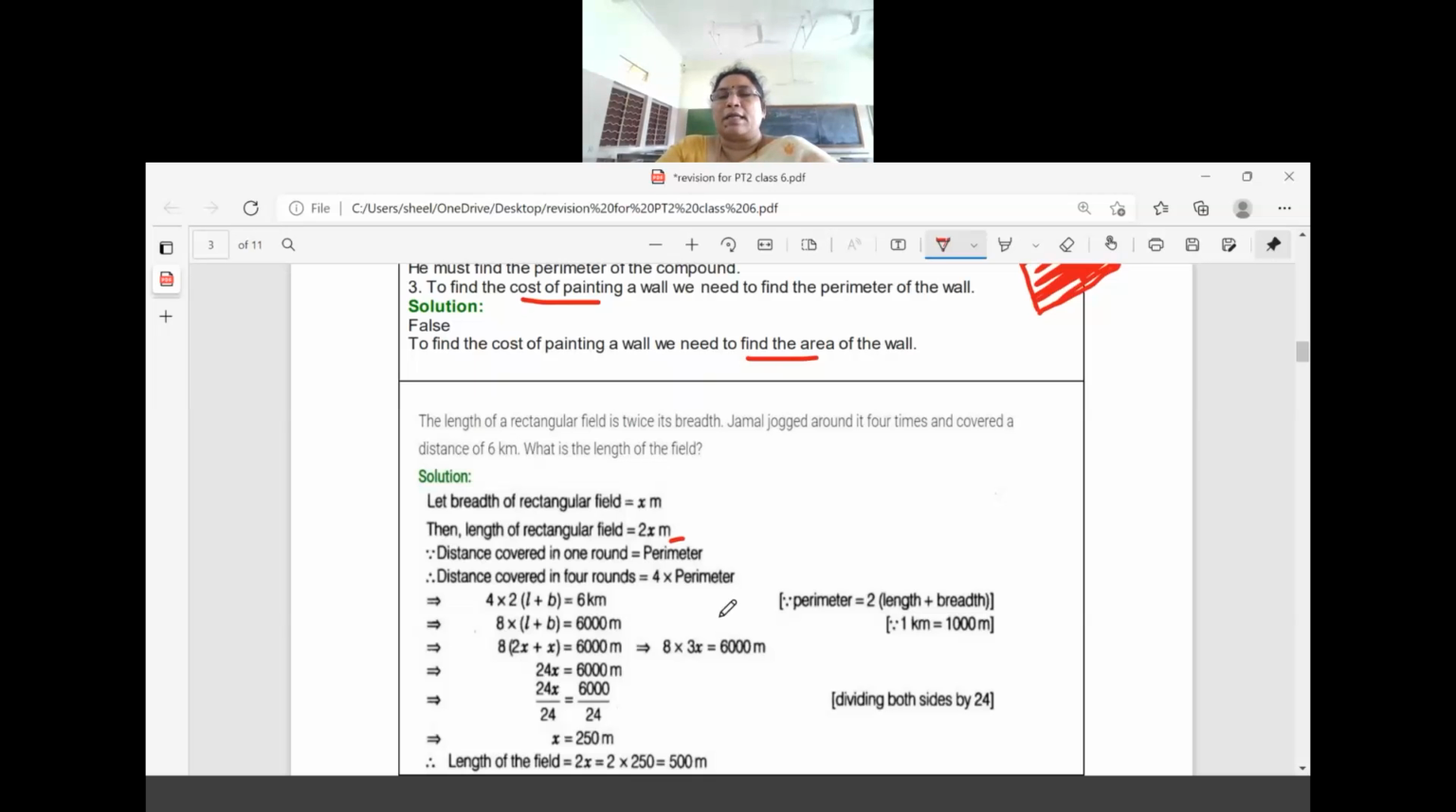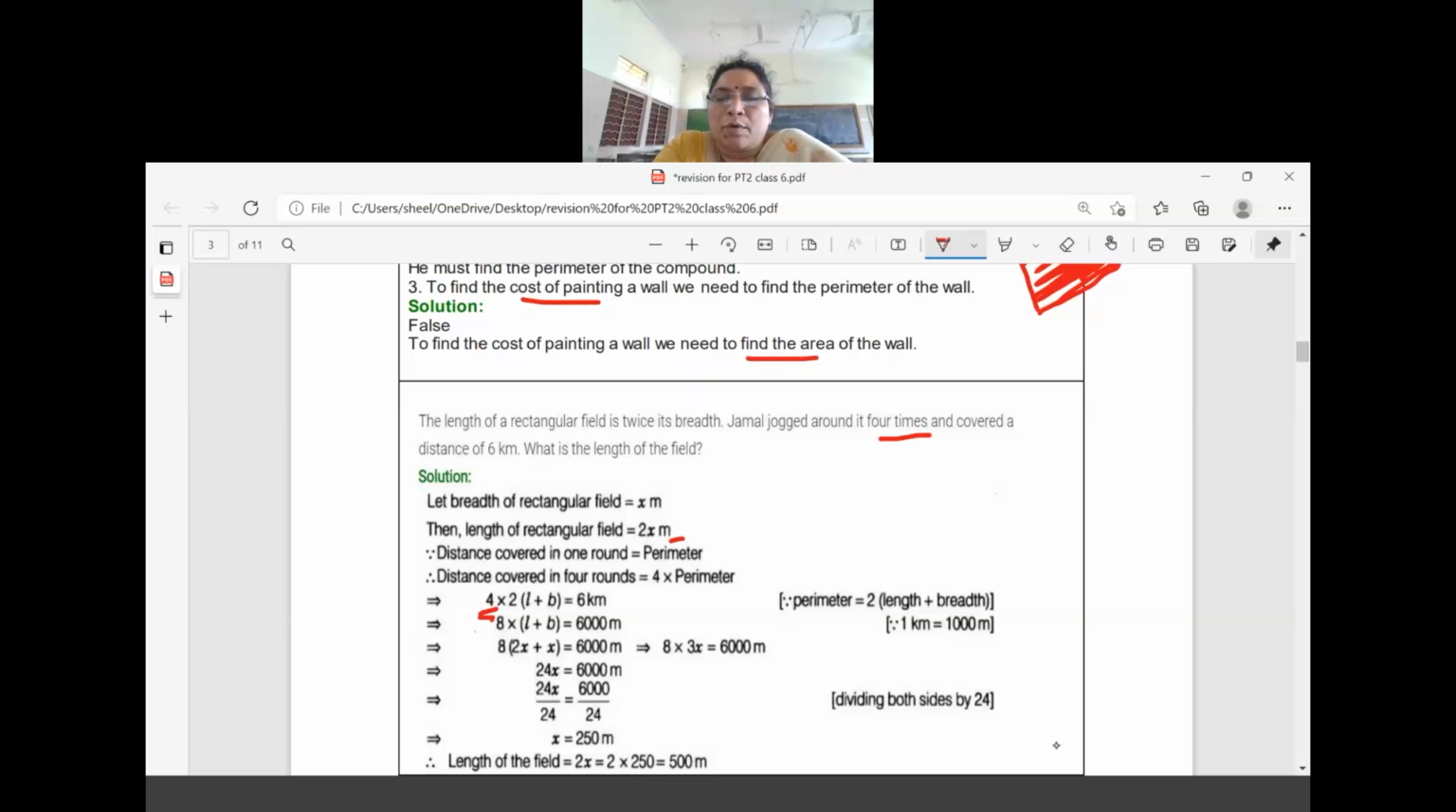Now, what we have to calculate? Distance covered in one round, that is perimeter. Here it is given that 4 times he covered a distance of 6 kilometers only, right? So he covered a distance of 4 times means 4 times he did the perimeter, right? That is equal to 6 kilometers only. So distance covered in 4 rounds is equal to 4 times the perimeter, that is equal to 6 kilometers. What is the perimeter formula for a rectangle? 2 into L plus B, right? But here how many times has he done it? It is 4 times. So 4 into 2 into L plus B is equal to 6 kilometers. When we are doing the 6 kilometers, we write 6,000 meters only, right?